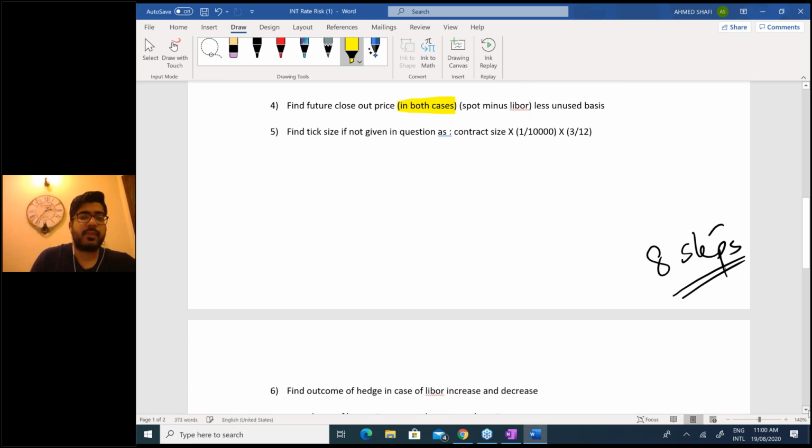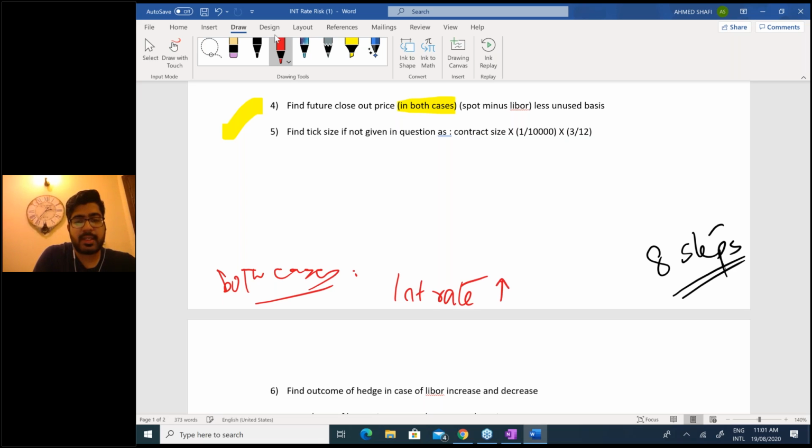Now in the exam question, you are likely to be provided with 2 cases. Case 1 would be interest rates are rising, and case 2 would be interest rates are falling. In the exam, it is likely that you are provided with two cases. You will be very lucky if you're just provided with one case. Then obviously in that case, future closeout price is in one case. But in the majority of the questions, 90% questions, you're provided with two cases, interest rates increase and decrease. So you need to find future closeout price in both cases.